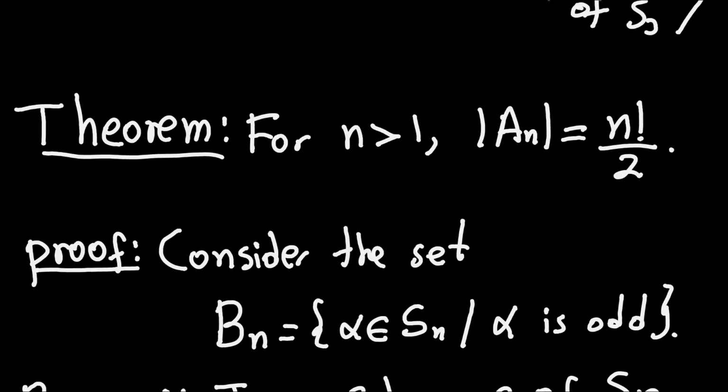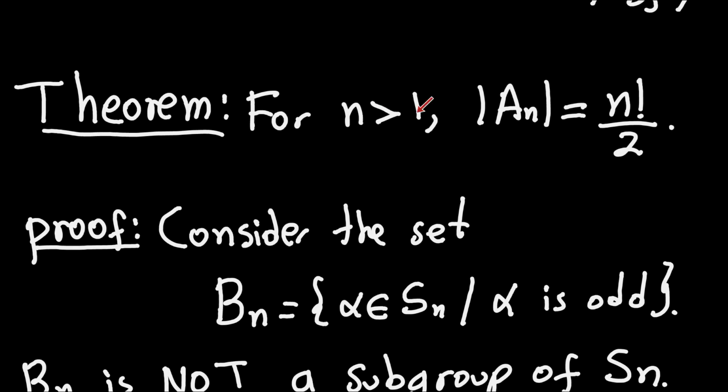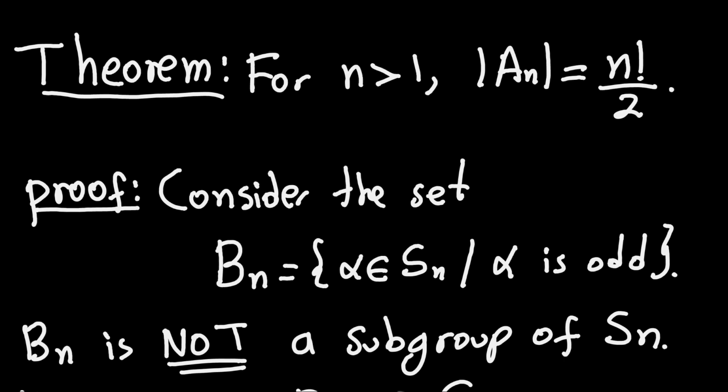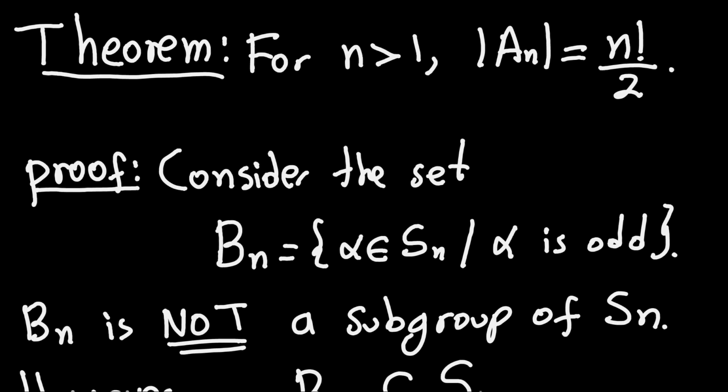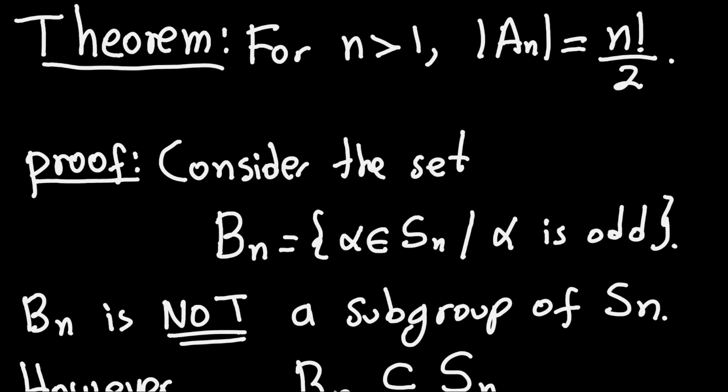This theorem says that if n is bigger than 1, the number of even permutations in Sn is n factorial divided by 2. This is half of all the permutations in Sn. I'm going to prove this one because it has a good idea in terms of set theory. All right, so we're going to prove the set of even permutations has half of the elements of Sn.